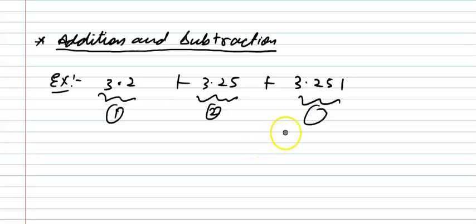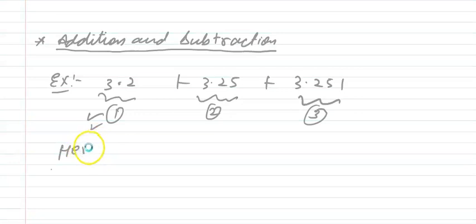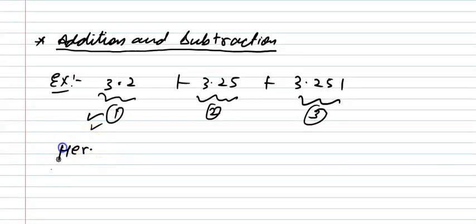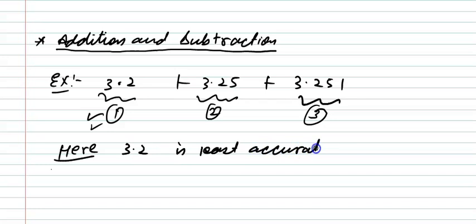Out of these three, which one is least accurate? We can say this one is the least accurate. Yes or no? It is more accurate, it is most accurate, it is more accurate, and it is least accurate, right? Here, what we can say is that 3.2 is least accurate. Getting it? Least accurate.